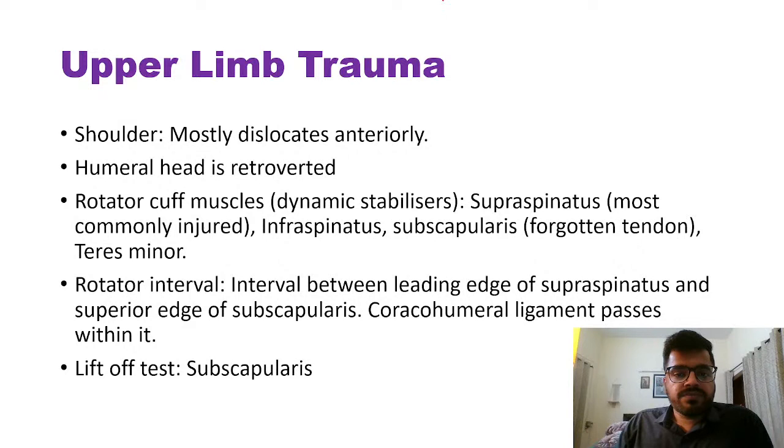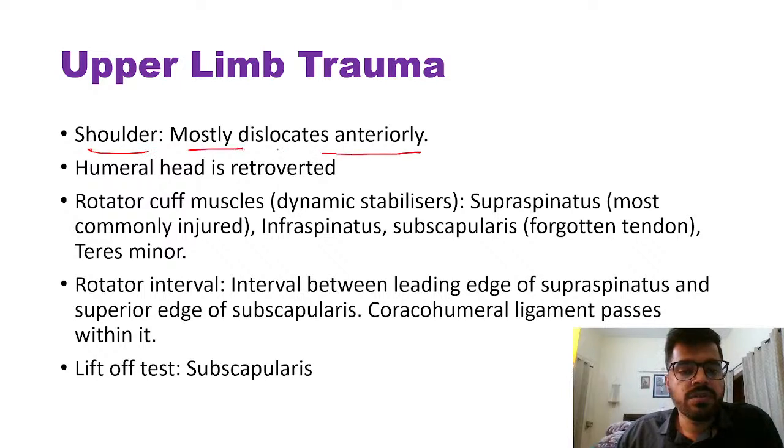Let's go for upper limb trauma. So shoulder dislocates anteriorly most of the times. 90% of the times shoulder dislocation is anterior. Humeral head is slightly retroverted compared to femur head, which is anteverted.